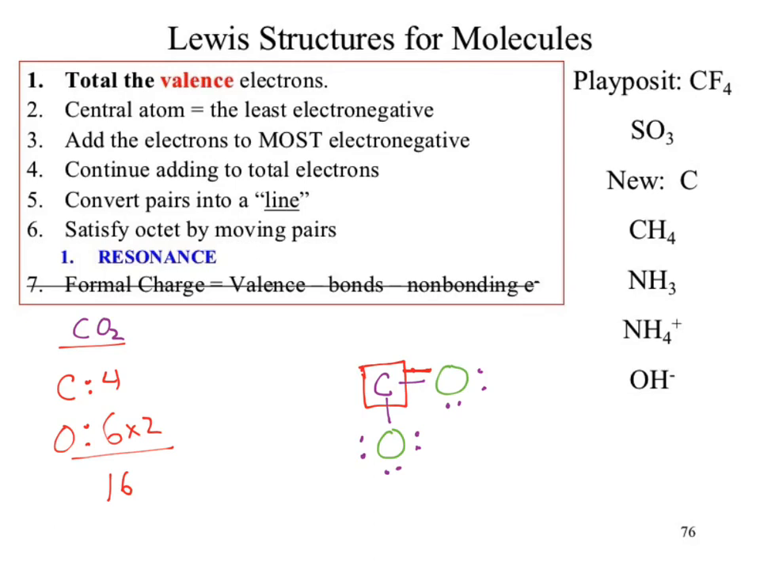Does the oxygen still have its octet? Yes. Does the carbon? No. We'll get to that. Okay. So carbon's still missing its octet. So what can we do? We'll move another pair of electrons. Which electrons do we move?